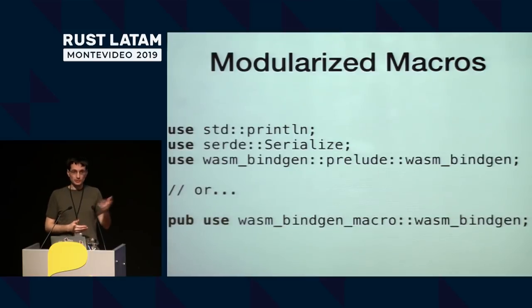re-export. Typically, as I was saying, you have a dedicated crate for defining a procedural macro, but you might re-export it from a different crate. And so the wasm bindgen crate will re-export this from the wasm bindgen macro crate kind of internally.